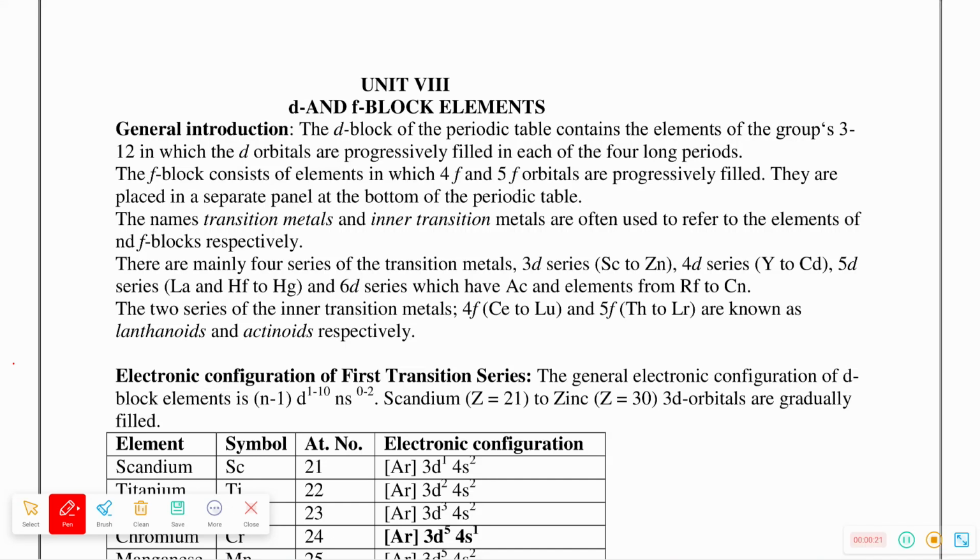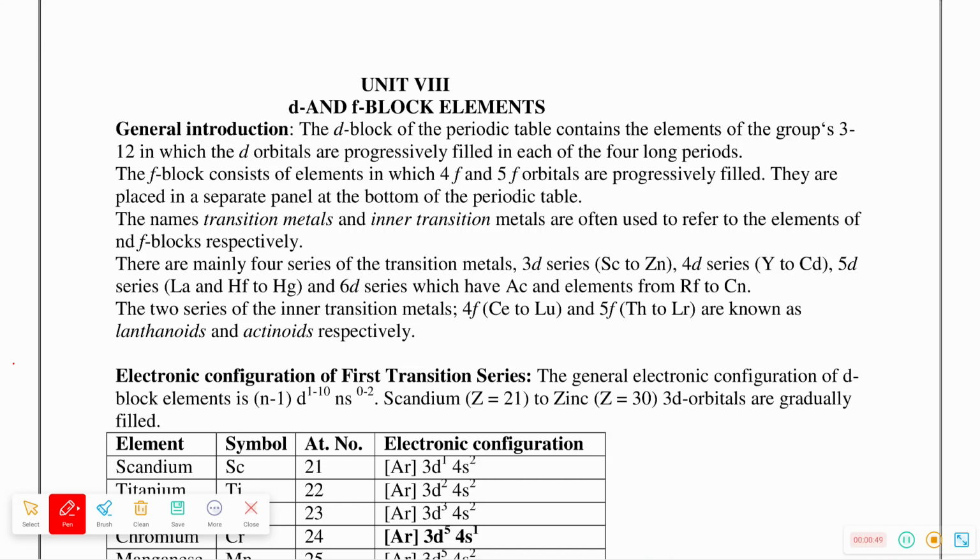S block elements means last electron entering into S subshell is called S block elements. S can accommodate maximum of 2 electrons. So group 1 elements, S subshell it is 1 electron, and group 2 elements, S subshell it is 2 electrons. Group 1 elements are called alkali metals. Group 2 elements are called alkaline earth metals.